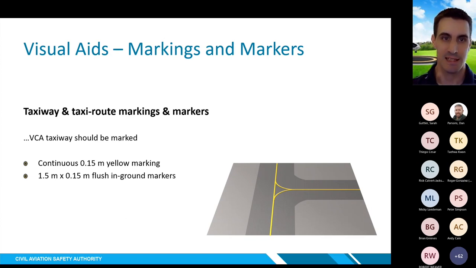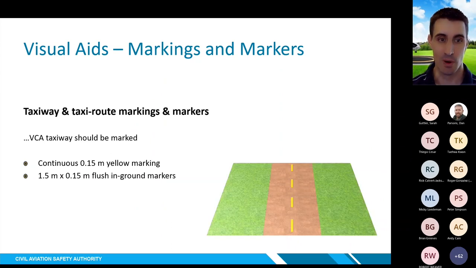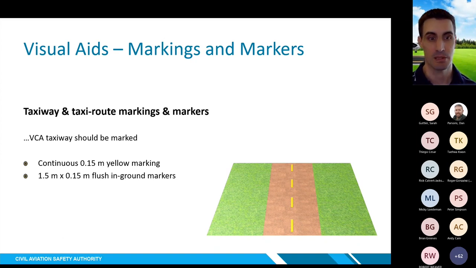Moving on to the taxiways and taxi routes. The specifications for vertiport taxiway markings are the same as for all taxiways under Annex 14. A continuous yellow 15 centimetre wide marking centred on the taxiway. If you have a taxiway or an air taxi route over a surface that won't accommodate paint markings, then flush in-ground markers that are 1.5 metres long by 15 centimetres wide can be placed and spaced appropriately to indicate the centre line.